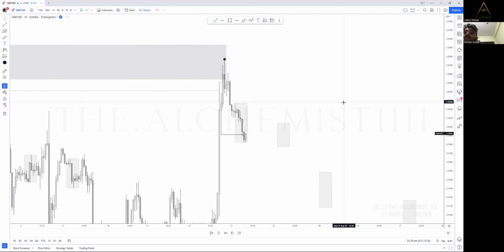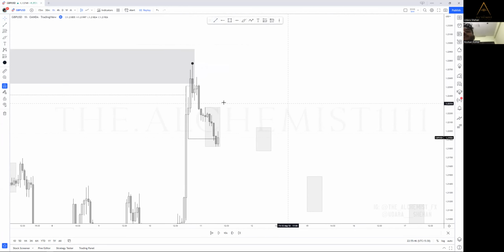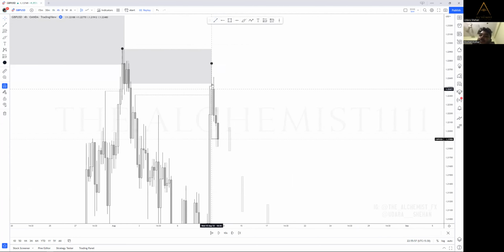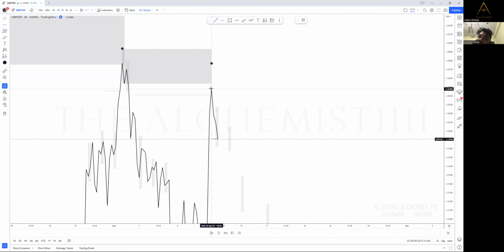Let's go to the H1. Oh, but the H1 has too many POIs. We have an imbalance. We have an order block. We have a resistance or a rejection block. What are you going to do? Go to another higher time frame. The guesswork is over there. Okay, what do we have? Rejection block. You see the importance of the higher time frames, right? We had a resistance.